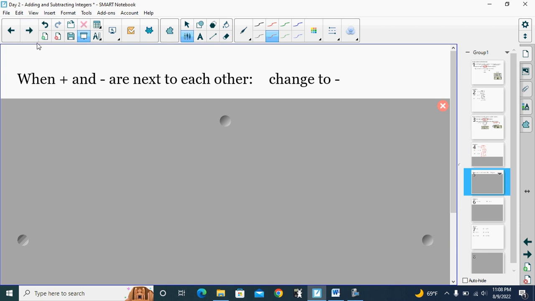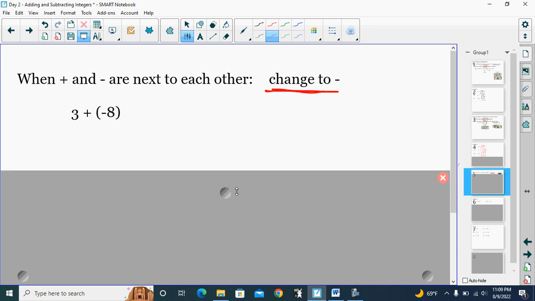A couple other things might happen when we're adding or subtracting integers. Sometimes we might be adding a negative number or subtracting a negative number. So we have two signs, a plus and a minus, right next to each other. If I have a plus and a minus next to each other, we are going to rewrite the problem and change it to a minus. The plus and the minus is the same thing as subtracting.